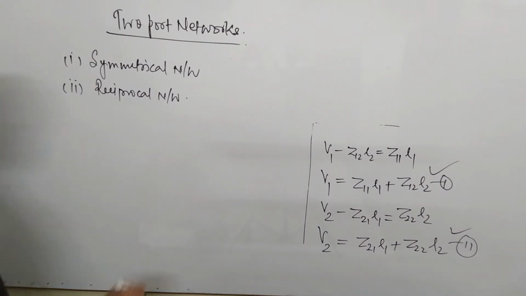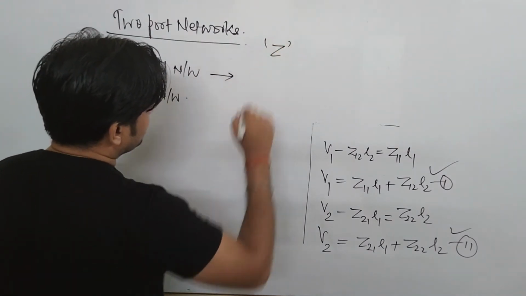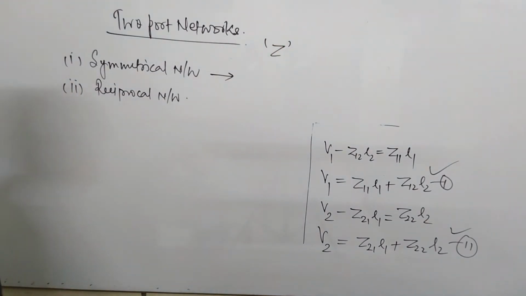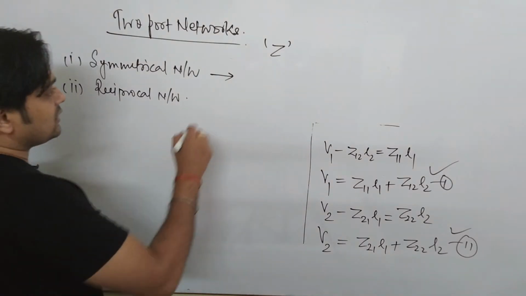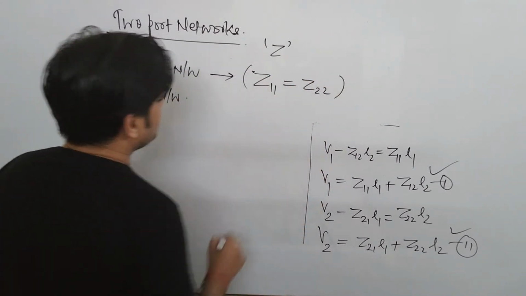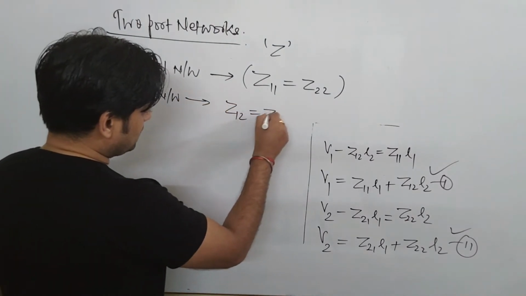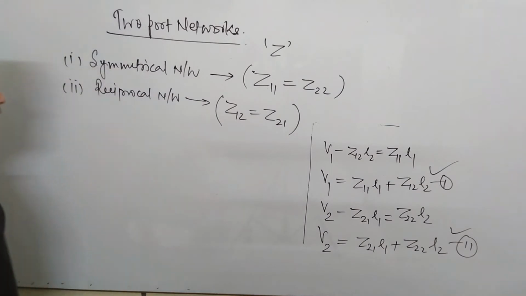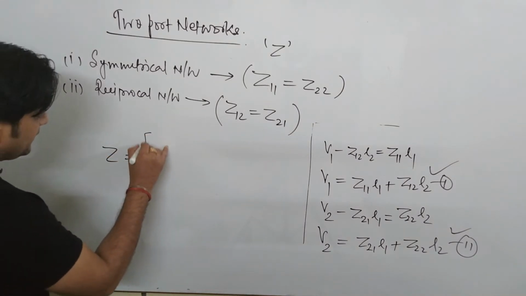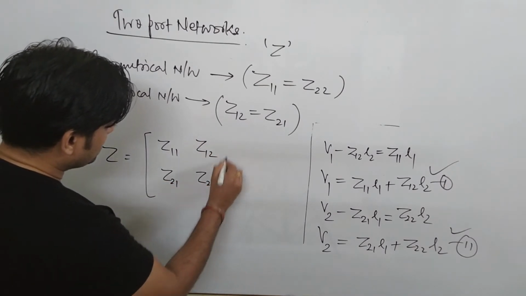Whenever you are talking about symmetrical networks, sometimes there is a pattern of question in which they will ask the condition of symmetrical network in Z parameters. Just keep in mind, Z11 is equal to Z22. This condition represents that the network is symmetrical in nature, and if Z12 is equal to Z21, you can say that the network is reciprocal in nature. So these are the two conditions. It means the Z matrix is in the form of Z11, Z12, Z21, Z22.